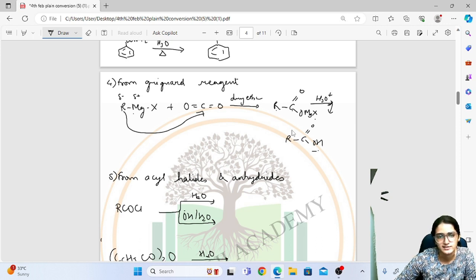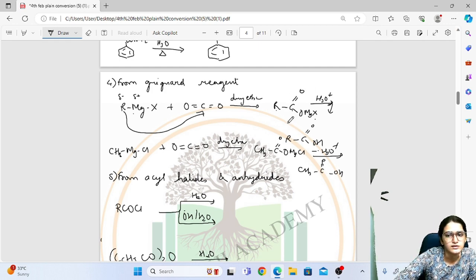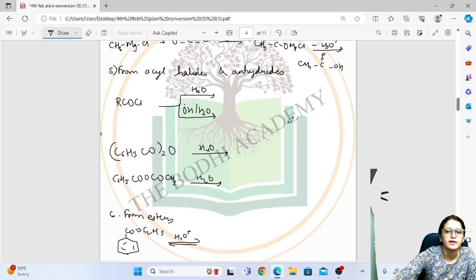Now this MgX having positive charge will combine with oxygen to form OMgX, and we will get the particular carboxylic acid. So if I take the example of CH3MgCl plus O=C=O, that is carbon dioxide, in presence of dry ether, I will get CH3 C double bond O OMgCl. In presence of H3O plus, we will get CH3 C double bond O OH, that is ethanoic acid. Okay, this is a simple method of preparing acid from Grignard reagent.